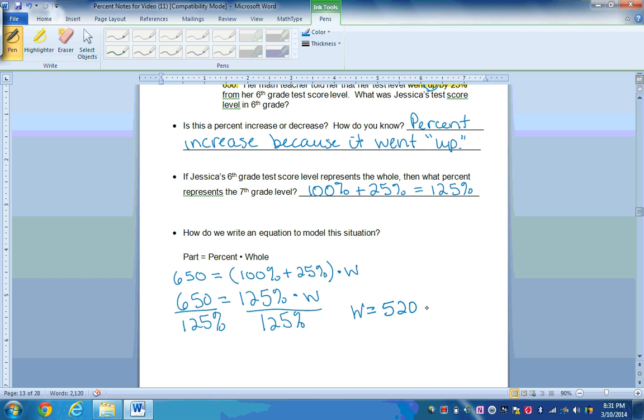520. So 520 was Jessica's 6th grade score, or level, I guess. And that makes sense that her level was lower in 6th grade than it was in 7th grade. 520 is lower than 650. She did go up. That does make sense.